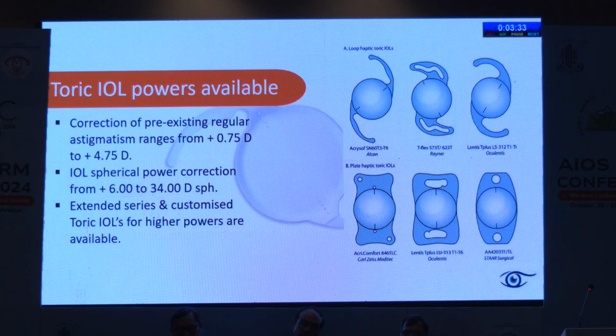So the lenses available, they are from 0.75 to 4.75, which will correct spherical power from 6 to 34 diopters. We also have extended series and customized toric IOLs for higher power. Ultima Smart is one of them, which is made for us.